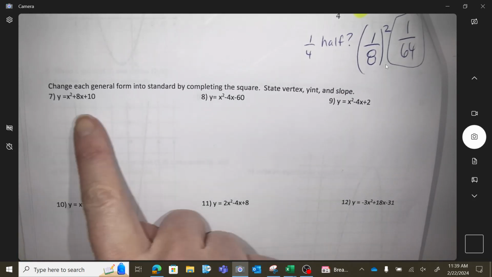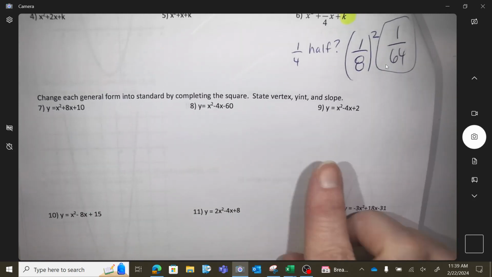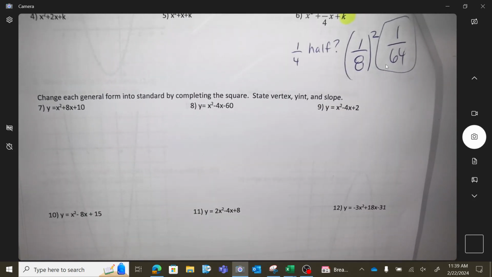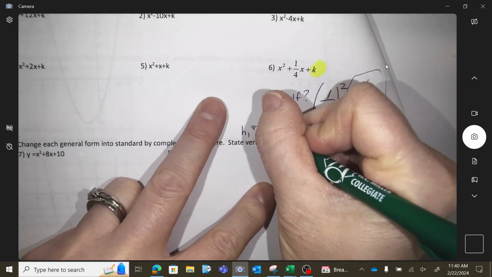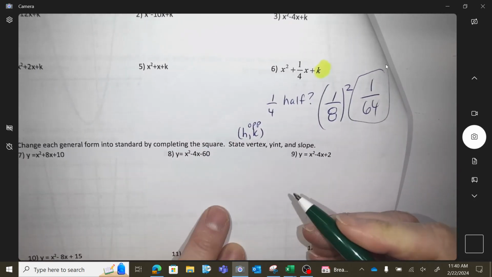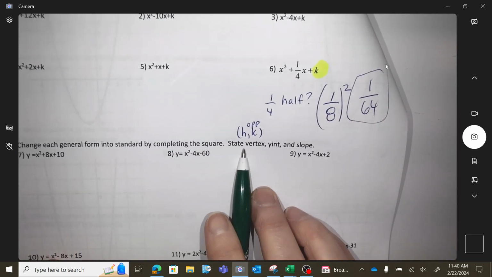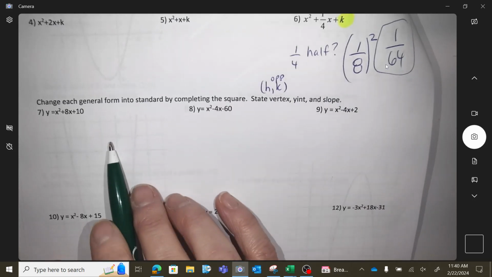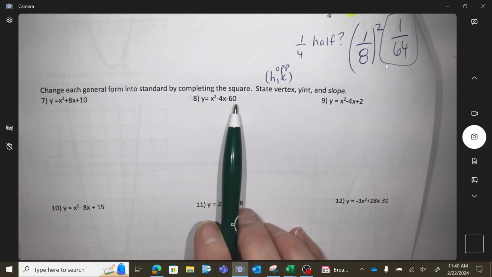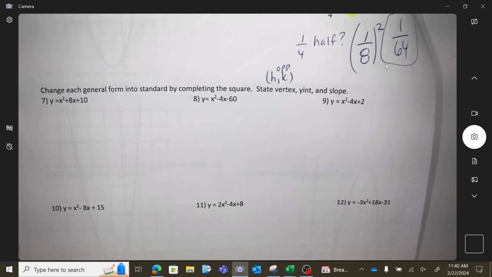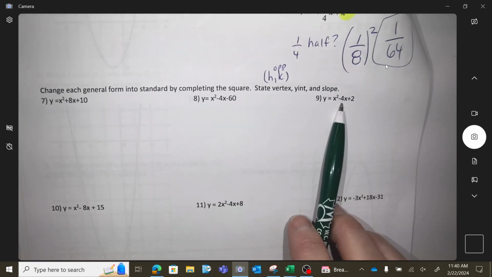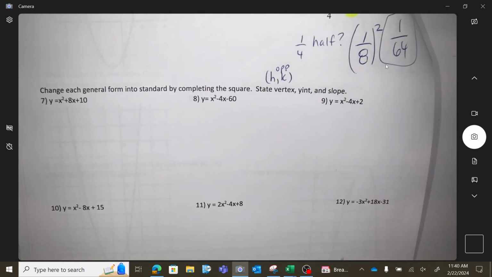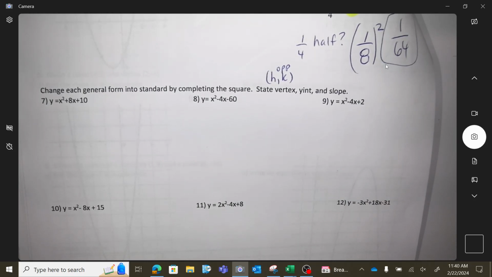So I progress you so you can start simple, but then you go to the complex ones. Vertex, y-intercept, and slope. You should be able to see. Those ones should be, look at the HK opposite. For vertex, y-intercept, look at this, how quick I could be. 10, -60, 2, those are my y-intercepts. Slopes, look how fast I could be. 1, 1, 1, 1, 2, -3. Those are my slopes, okay? So those are the things you can find.